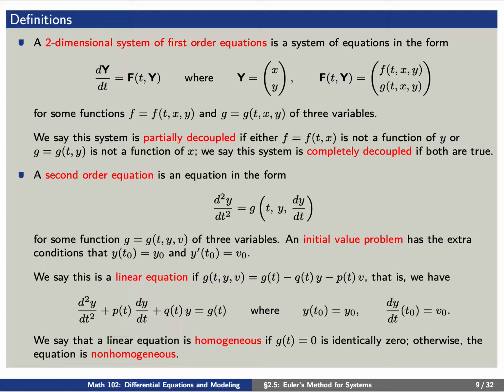We'll say that this equation is a linear equation if our function g is in the form g of t minus q of t times y minus p of t times v. That is, we have a differential equation of the form d squared y dt squared plus p of t times dy/dt plus q of t times y equals g of t. We say that a linear equation is homogeneous if the right-hand side, g of t, is identically equal to 0. Otherwise, we say that this equation is non-homogeneous.